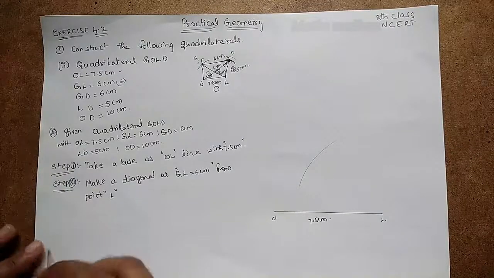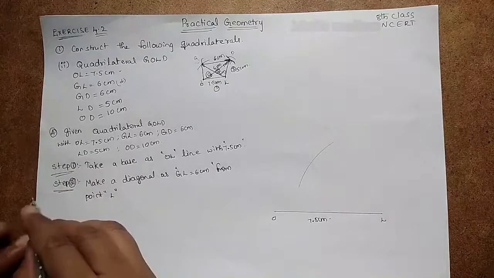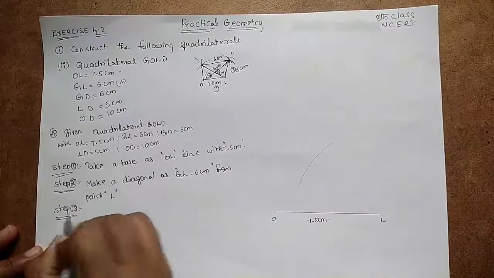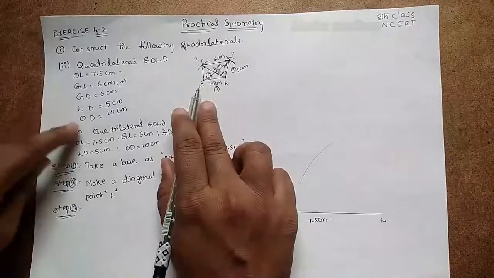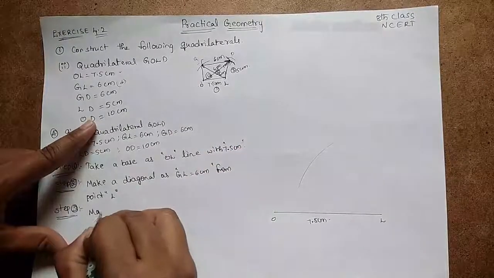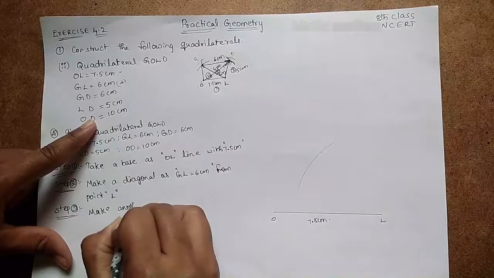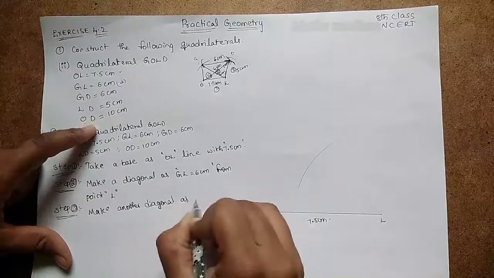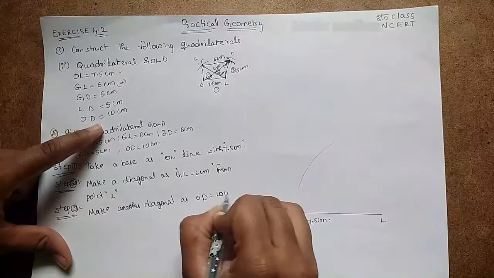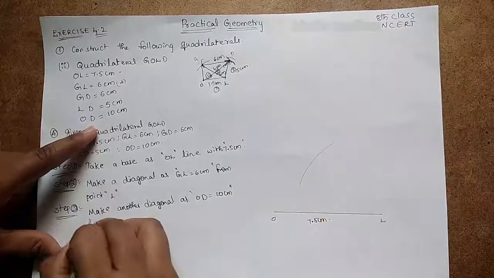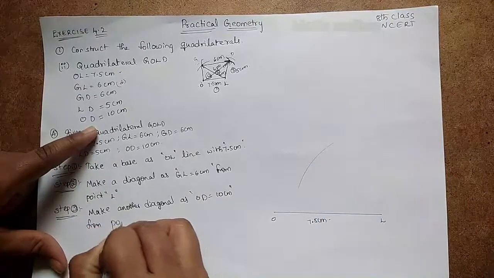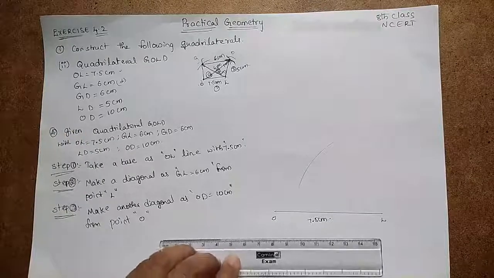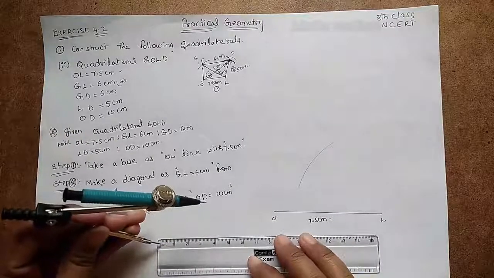Next, step 3 is to make another diagonal from O, that is OD. As OD is equal to 10 centimeters, from point O take the scale and measure 10 centimeters.